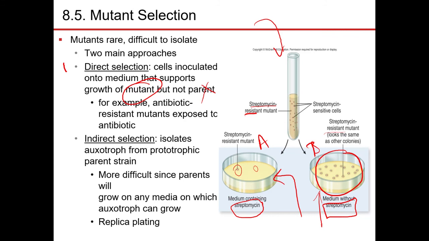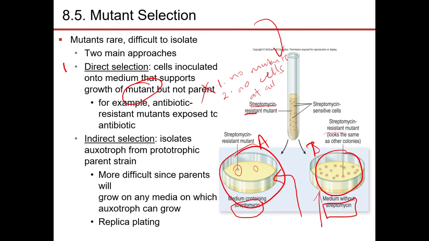Now, the purpose of this plate is that it serves as a control, because in the event that you do not see any colonies on this plate, right? If, let's say, you do not see any colonies on plate A, there are two possibilities. Possibility 1 is that you have no mutants. Possibility 2 is that you have no cells at all.